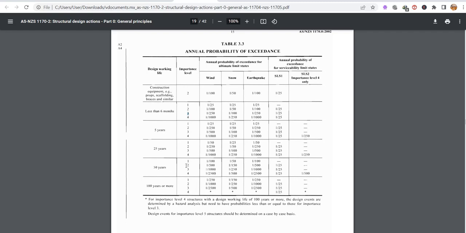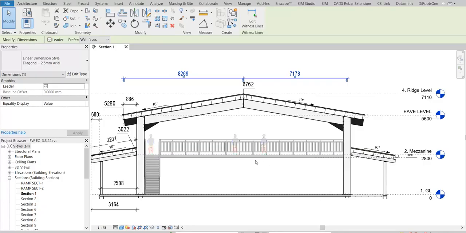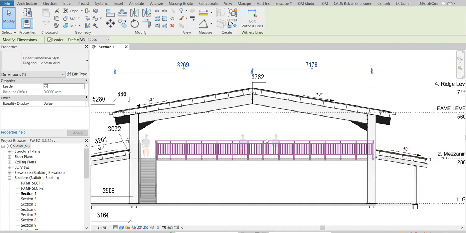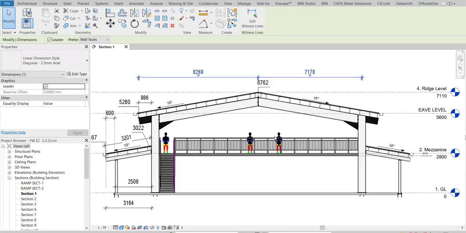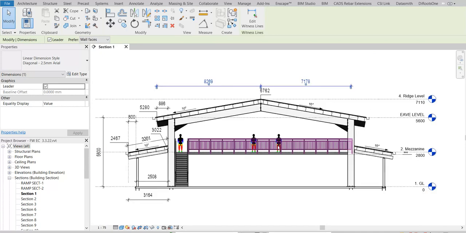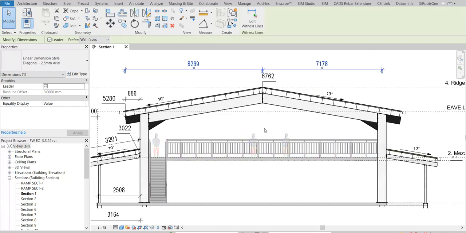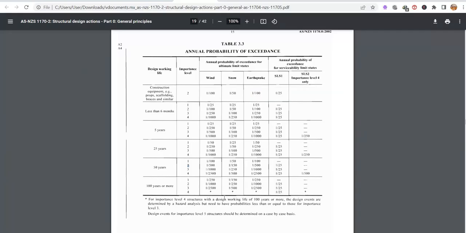So in my case, I'm going for this particular structure. People are going to use it on a daily basis for selling, and it is also going to accommodate people during a disaster. So I'm going for importance level 2, 50 years, and annual probability of exceedance. Ultimate limit state is 1 out of 500.